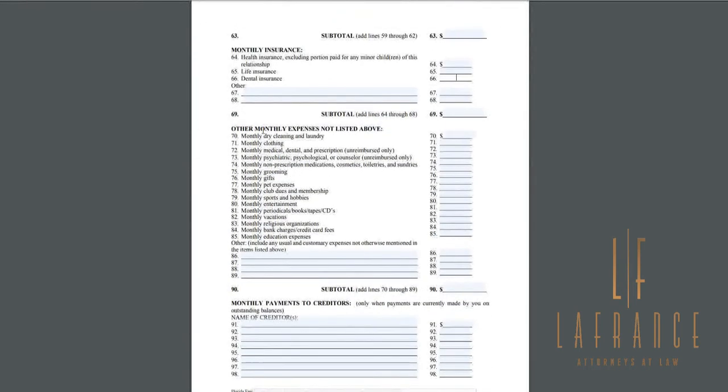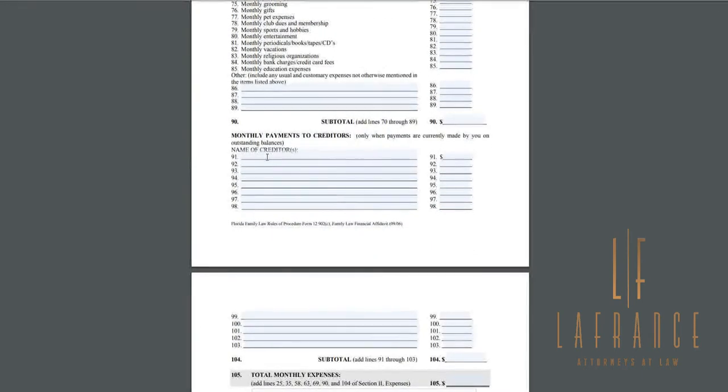Moving forward, again, we're going back to other monthly expenses not listed above. These are your monthly expenses, the person who is completing this form. So how much are you spending on average for dry cleaning and laundry? How much are you spending on average for monthly clothing, grooming, pet expenses? There's a lot of expenses here that people just don't typically pay attention to on a monthly basis, but it's important to focus on it for purposes of this financial affidavit, because again, when we're dealing with ability to pay alimony or the need, you want to make sure that you've accounted for all of these expenses in that assessment.